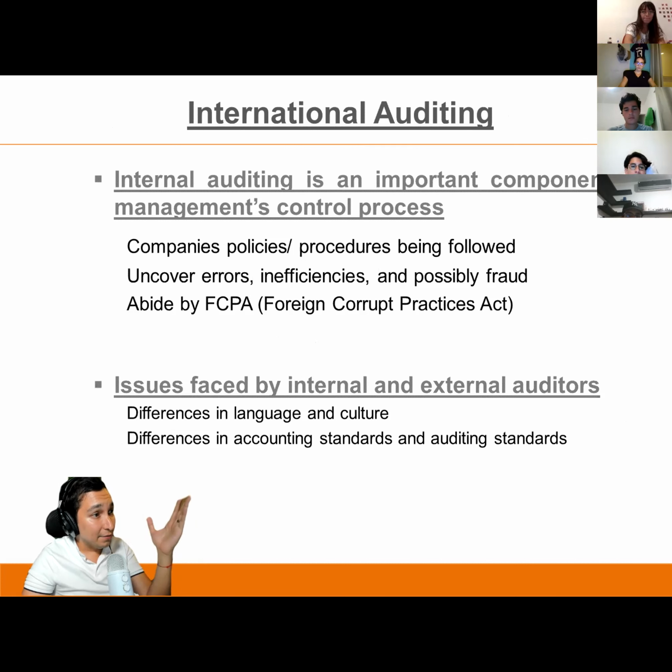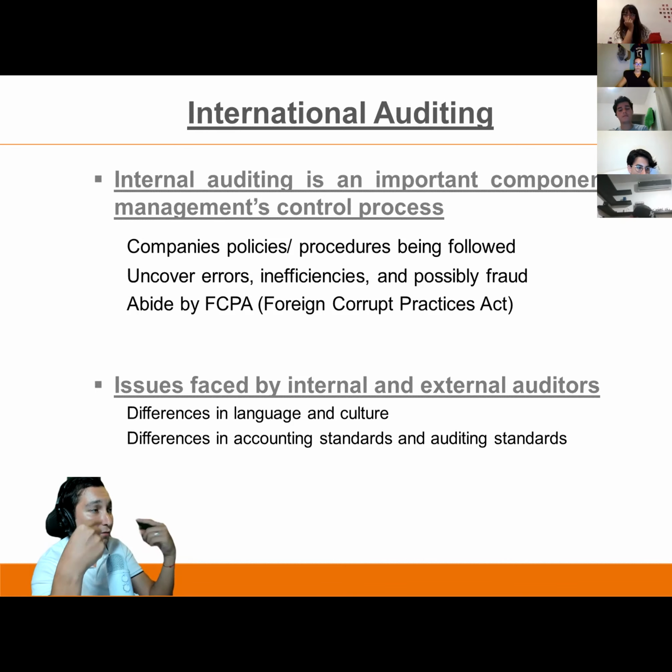International auditing, guys. Obviously, I think it's self-explanatory that you have to do internal audits as part of your control assessment. Who sends the internal audits? Usually it comes from the finance team, but it doesn't mean that you can't send internal audits from operative departments or from IT departments. The important thing here is that you have to comprehend that even internal audits have challenges.